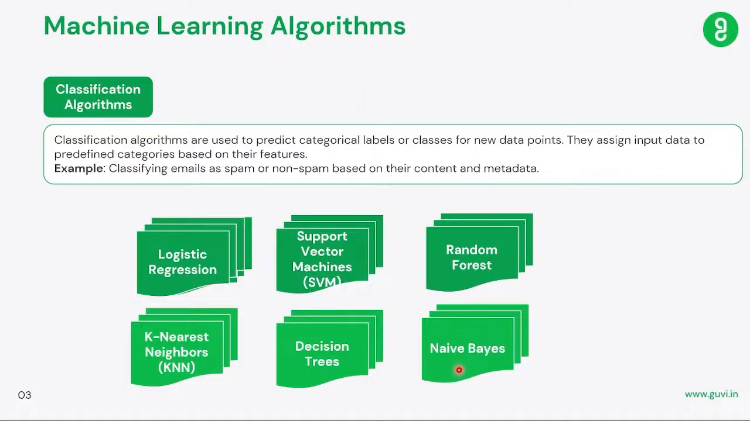Each algorithm has its own strengths and weaknesses, and the choice of algorithm depends on factors such as the nature of the data, problem domain, and computational resources available. That's the most important thing. Depending on the data that I'm going to use, the size of the data, the quality of the data, the selection of the algorithm depends on it.